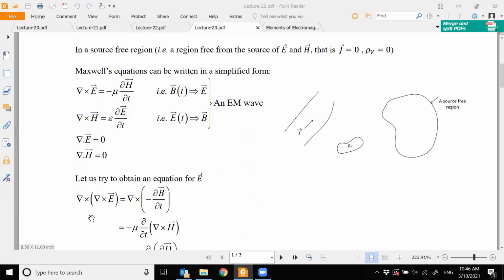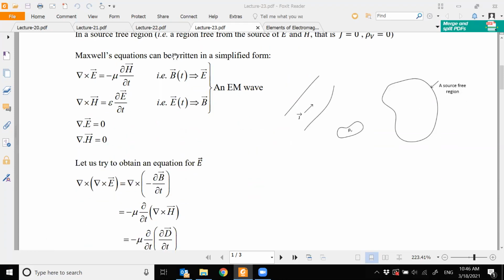Now, if you look at these two equations, which I have already emphasized just now, we are seeing that the magnetic field is a function of electric field, and electric field is a function of magnetic field. That is, the time varying magnetic field is generating electric field. And here, a time varying electric field is generating a magnetic field. And these two are coupled, and that is your electromagnetic wave.